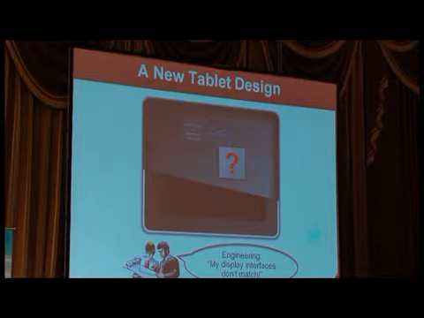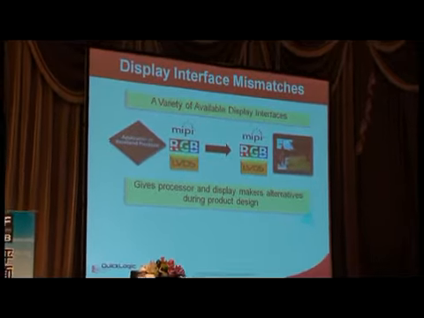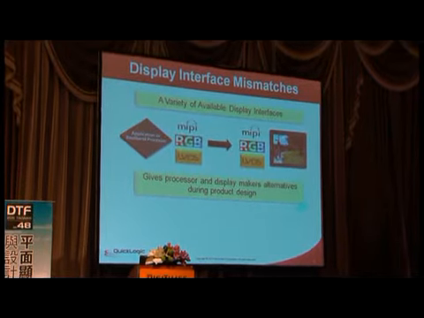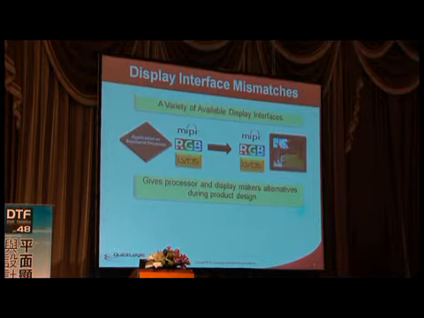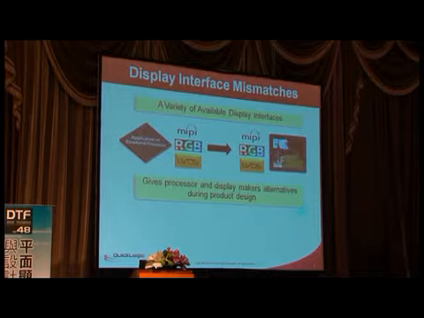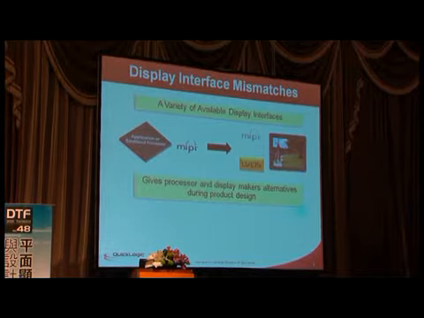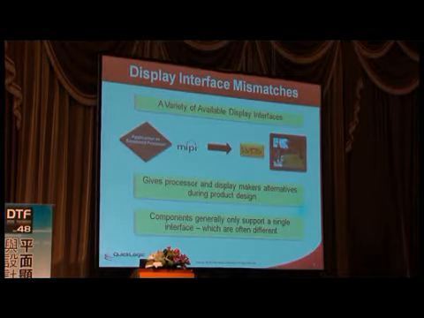And this is a very common problem that we have in smartphones. The reason for that is there's a variety of display interfaces that are available. When a processor maker like NVIDIA or Qualcomm is designing their processor, often they'll choose a single interface for the display, which can be MIPI, RGB, or LVDS. The same thing is true for the display makers, where when they're designing their displays, they'll choose an interface for that display. And as it says here, it gives alternatives during product design. The problem is, though, as I said in the previous slide, that the processor and the display very rarely or sometimes do not have the same interface.